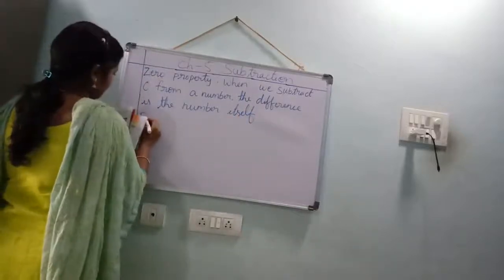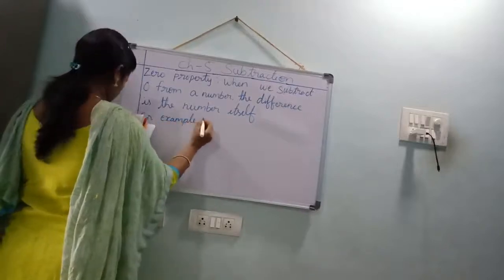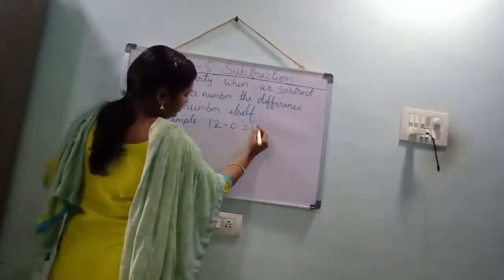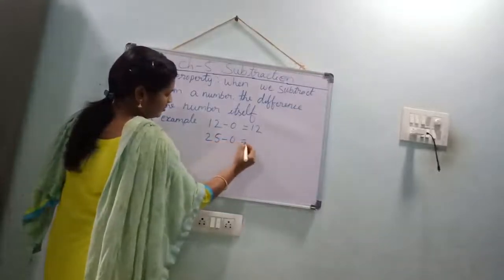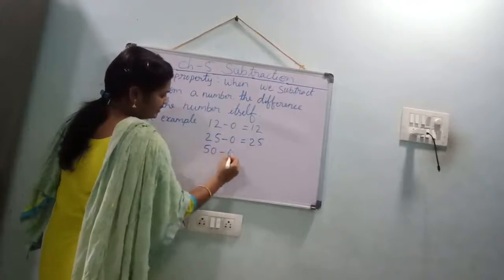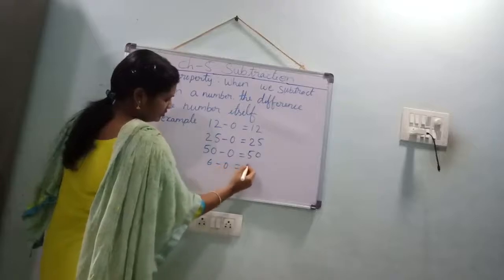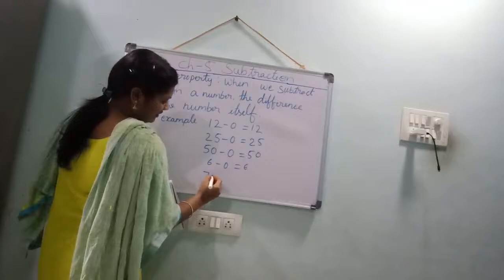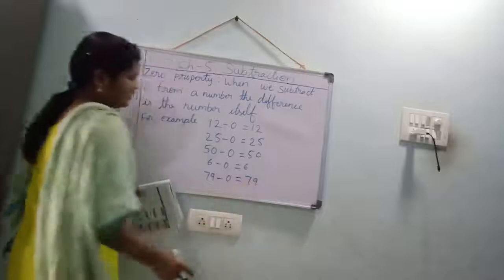For example, 12 minus 0 is equal to 12. 25 minus 0, 25. 50 minus 0, 50. 6 minus 0, 6. 79 minus 0, 79. Understood children?